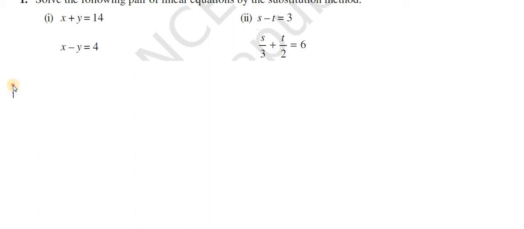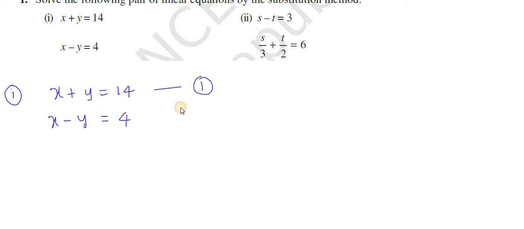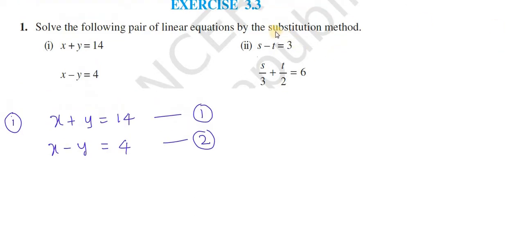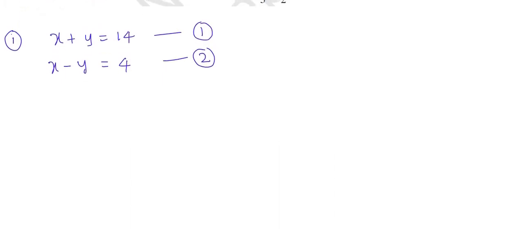So the first one: x plus y is equal to 14, and x minus y is equal to 4. Call this equation 1 and this equation 2. So what is the name of this method? This method name is substitution method. So in the sense we need to substitute. What do we need to substitute? Any values they give?